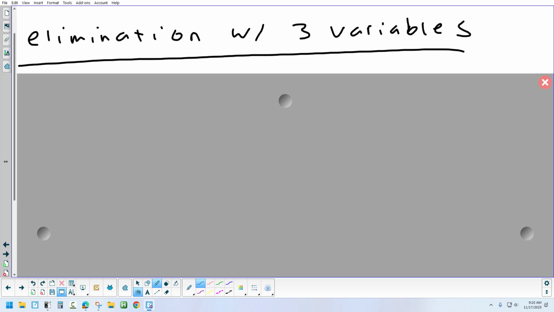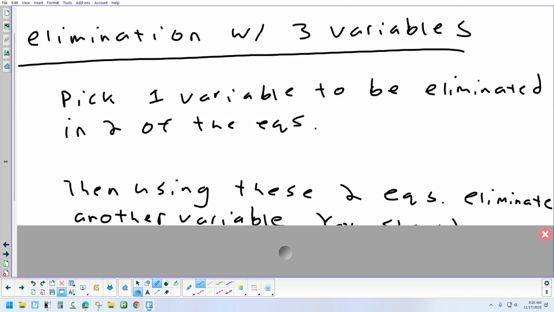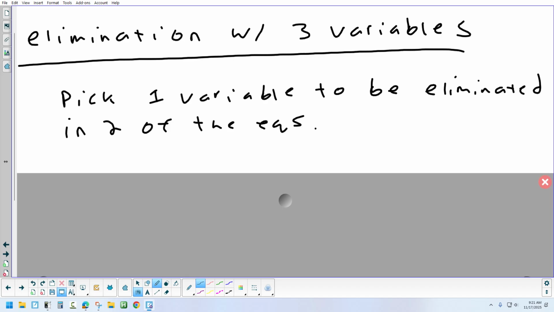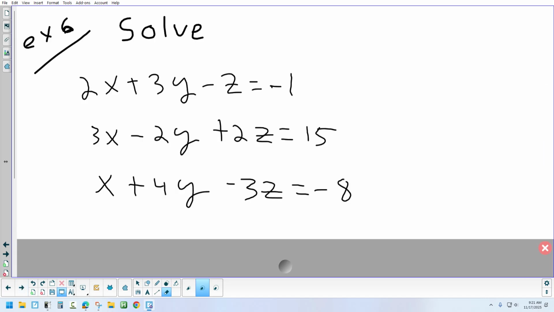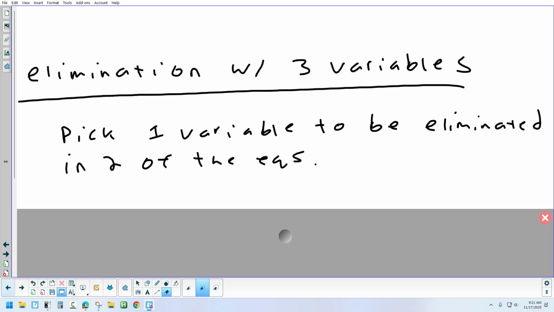When we go to 3 variables, we're not going to do substitution because it works, but it starts to get kind of time consuming. So elimination with 3 variables is just like 2, except it's some more steps. I'll write down the steps and then we'll do a problem. So the first thing you're going to do is you're going to have 3 equations, like this. 1, 2, 3.